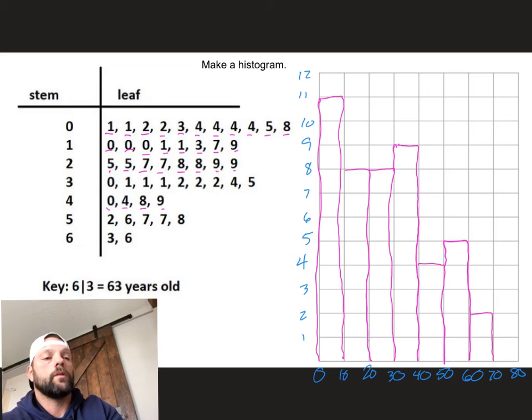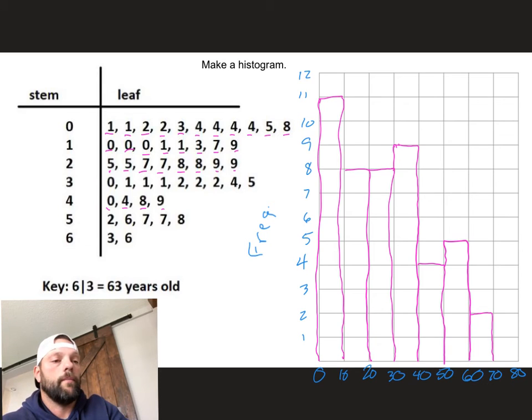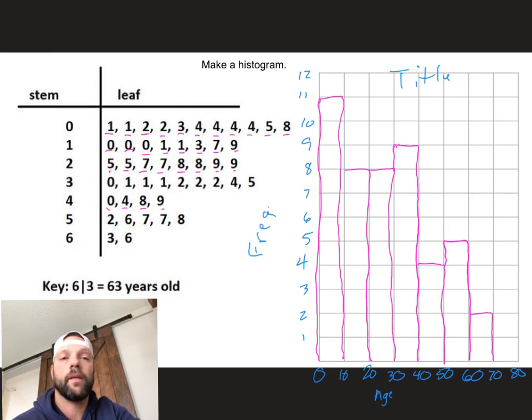So when I'm labeling this, frequency is going to be on the side, and I would say frequency is also a common thing with a histogram. And then I'm just going to label the bottom as age, and then we want to give it a title, depending on what our information is giving us. In this one, that's not really giving us much information. There should be some sort of word problem with it.